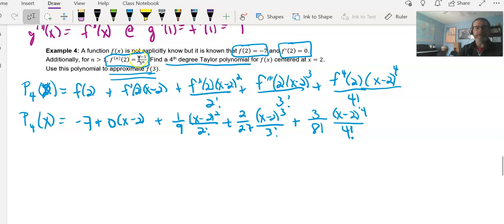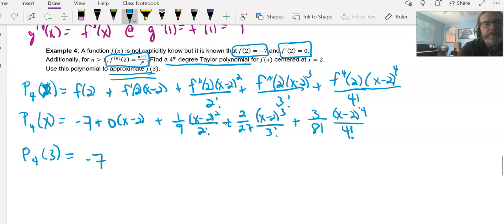I used n minus 1 times 3 to the n, so 2 minus 1 over 3 squared, and then 3 minus 1 times 3 to the third, and then finally 4 minus 1 times 3 to the fourth. And then the rest is the normal Taylor polynomial look to it. That being said, now they want us to use that polynomial to get an approximation for the function at 3.